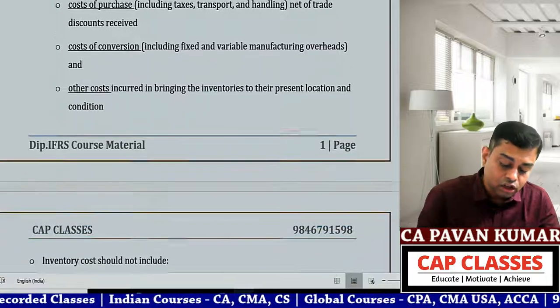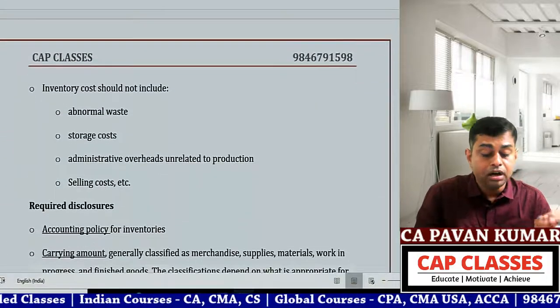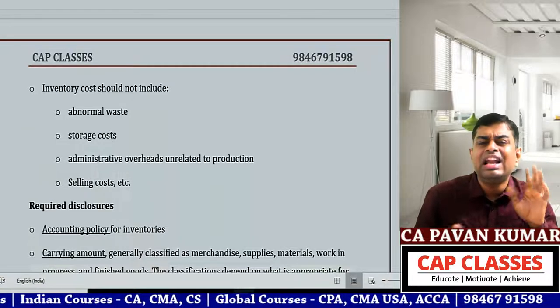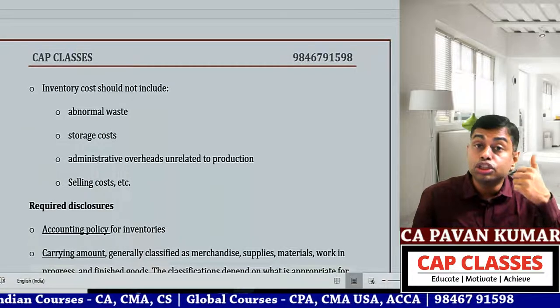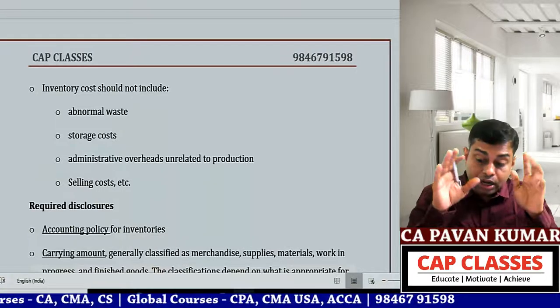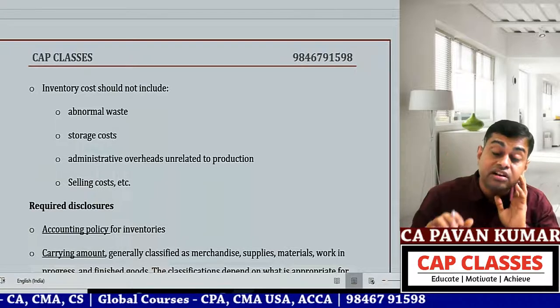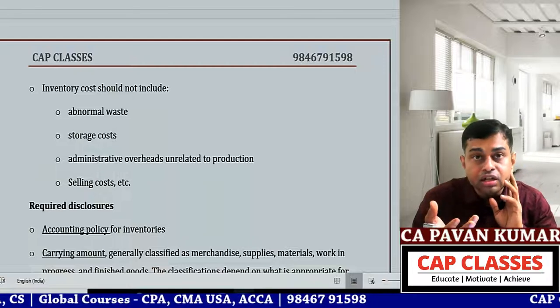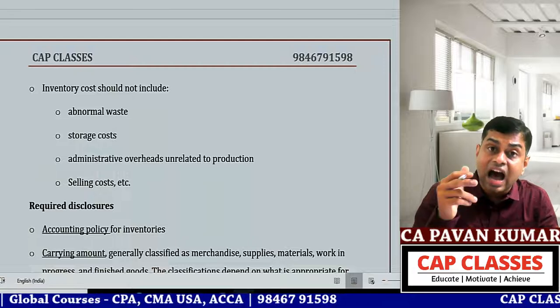These are other costs. But remember, inventory cost should never include abnormal wastages, storage cost, or administrative overheads unrelated to production. Put a star mark. So there are two types of administrative overheads. One is administrative overhead relating to production. Second one is administrative overhead unrelated to production.